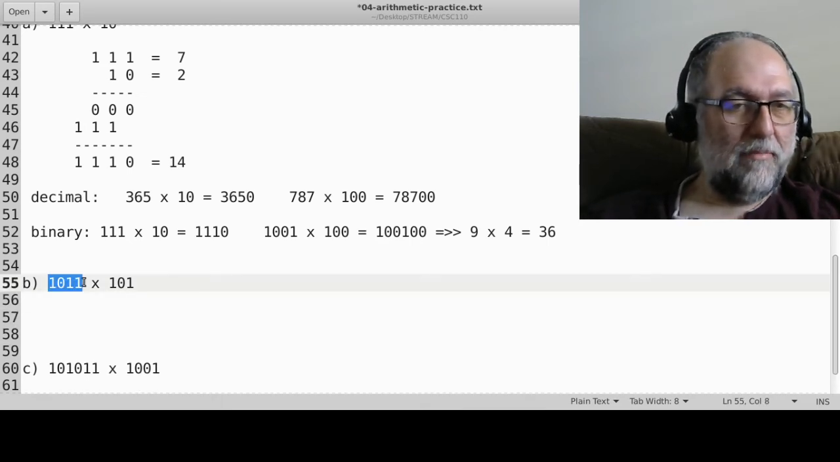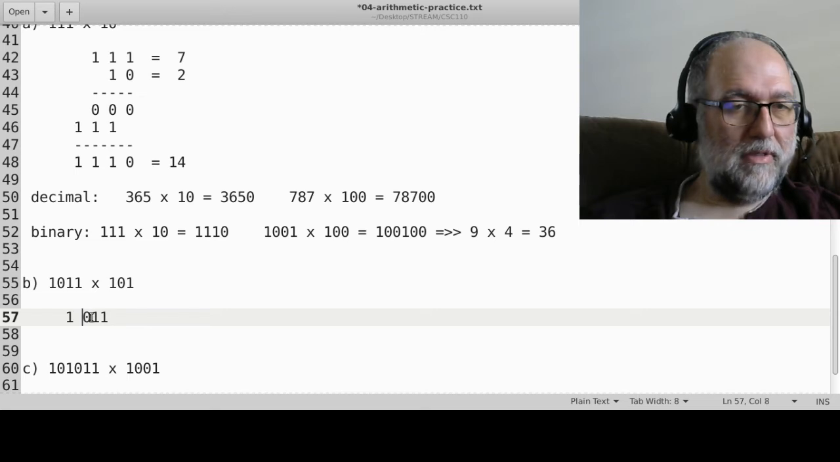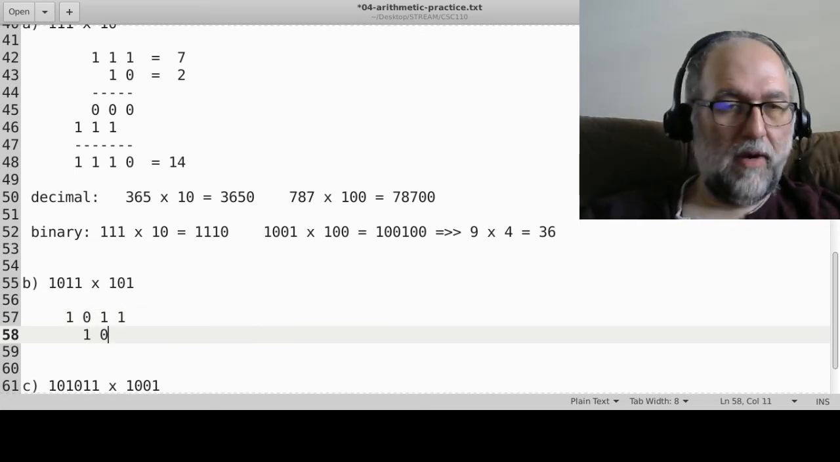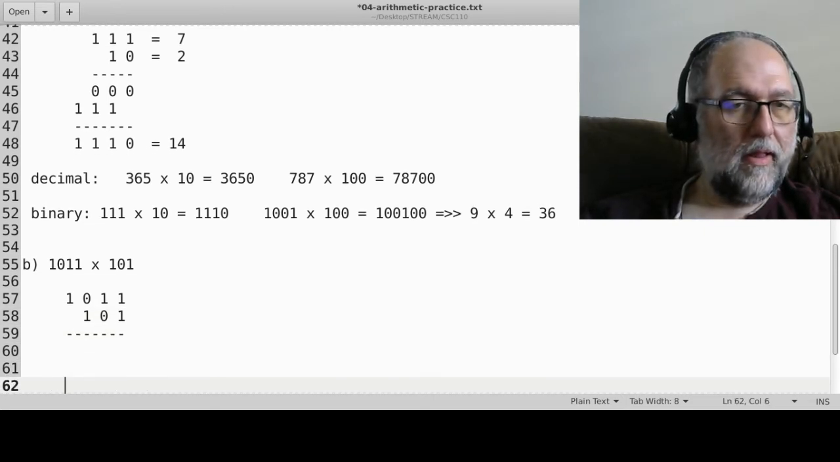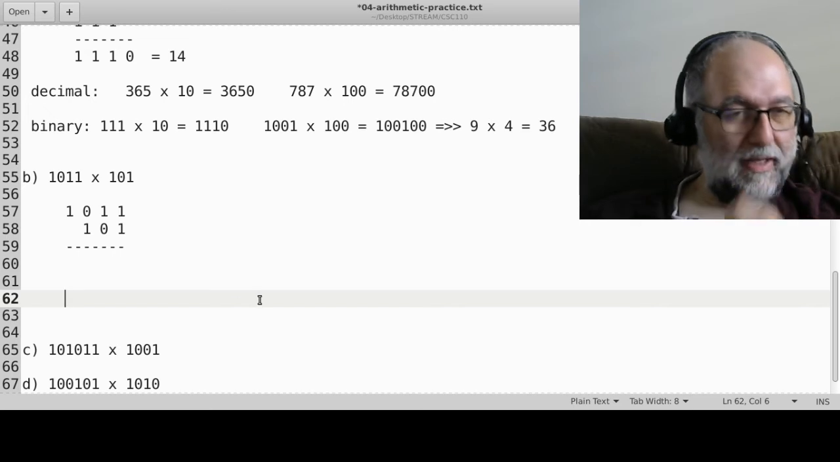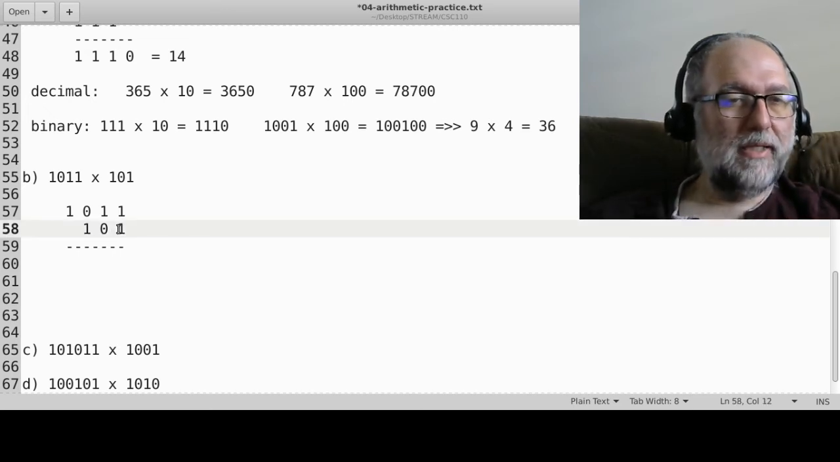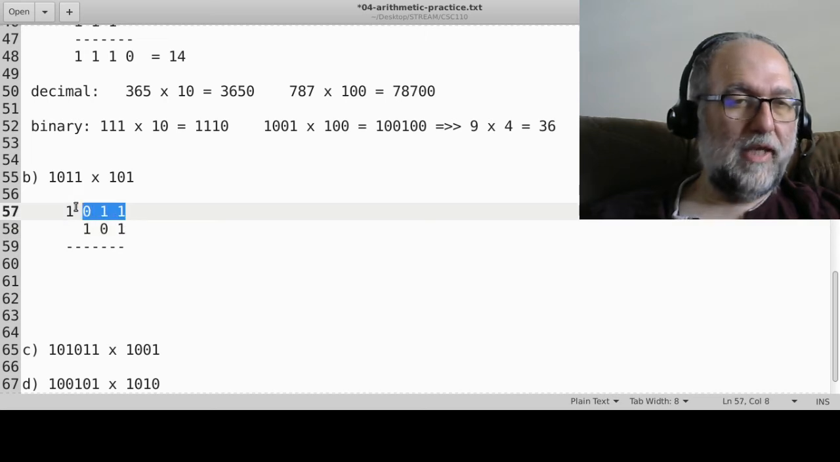Okay, so we've got this number here. All right, let me put some spaces there. Multiplied by this number right here. Okay, and there we go. Okay, so let's see how that one works. Well, basically, I think you've got the pattern here. When you multiply by that 1, you just get that top number reflected back. Okay, so there it is.